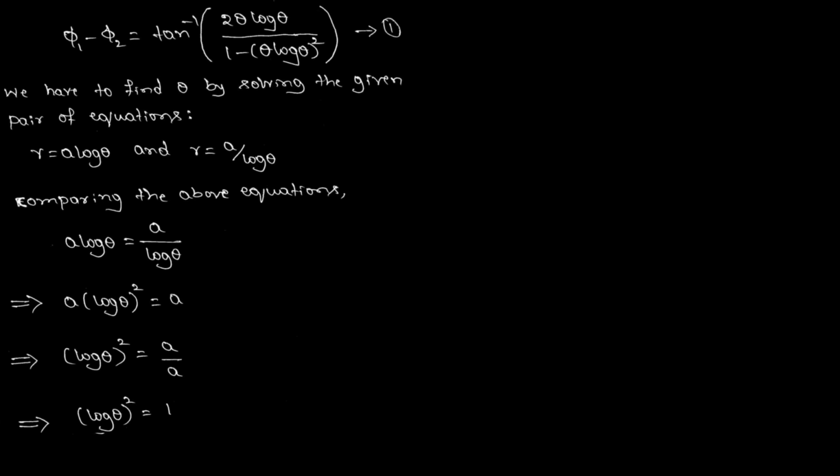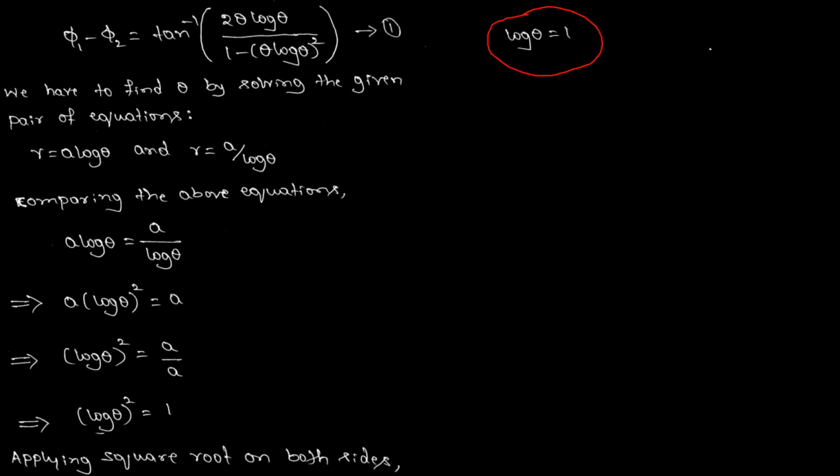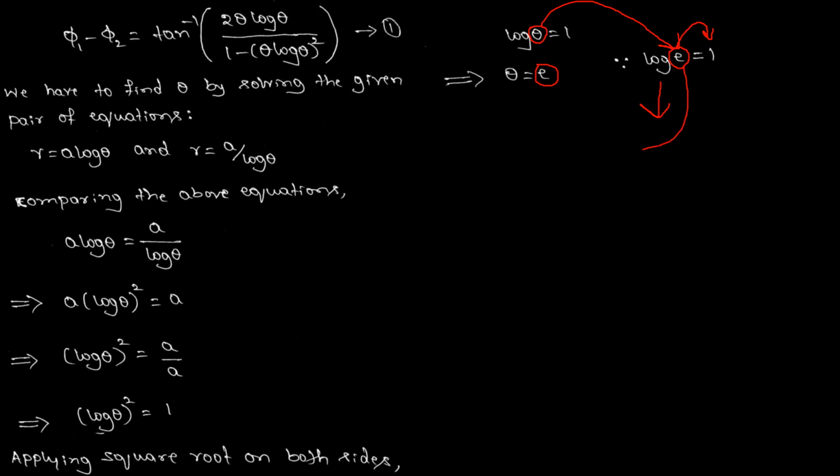Now applying square root on both sides, we get log theta is equal to 1. If log theta is equal to 1, then theta must be e, because we know that log e value is 1. Since log e value is 1, therefore in the place of theta we must have e. So we got the value of theta.